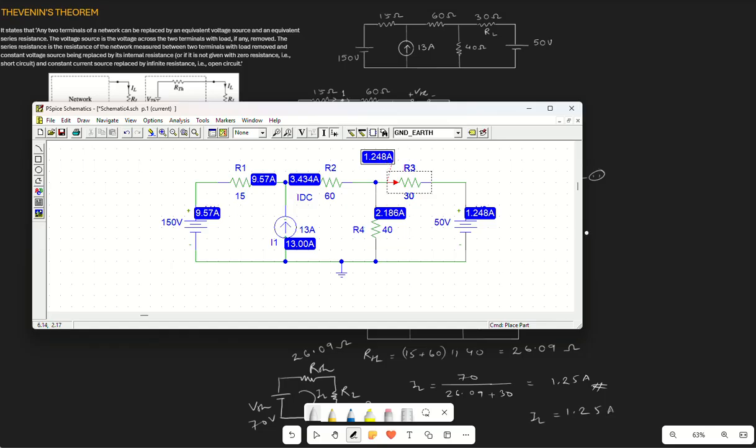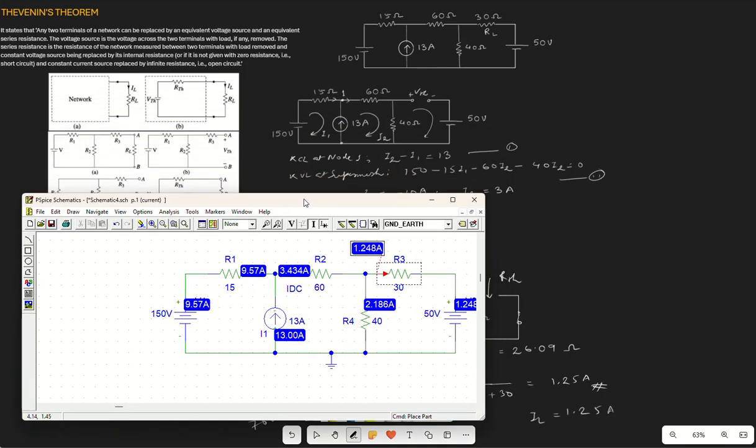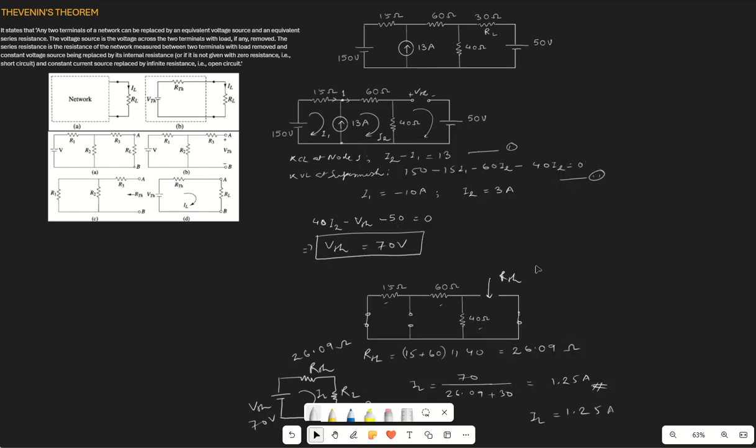So we have seen that Thevenin theorem is verified. Whatever current is produced across this 30 ohm resistance will be similar to the current produced in the Thevenin circuit. Okay, so this is the Thevenin theorem. Using Thevenin theorem, we can convert any complex circuit into a simpler network containing a voltage source and a series resistance, and then our equations and solutions become easier.